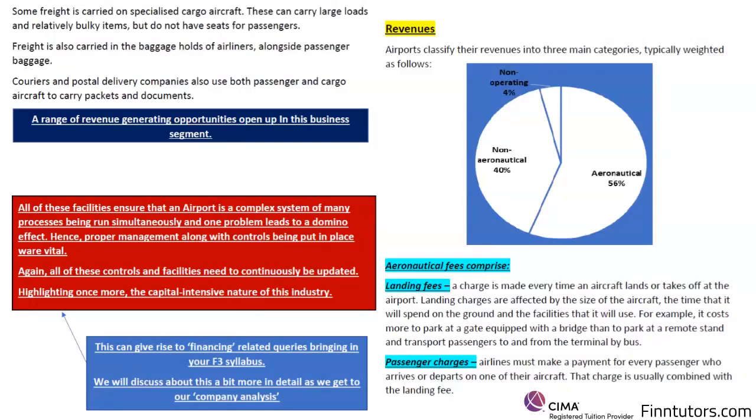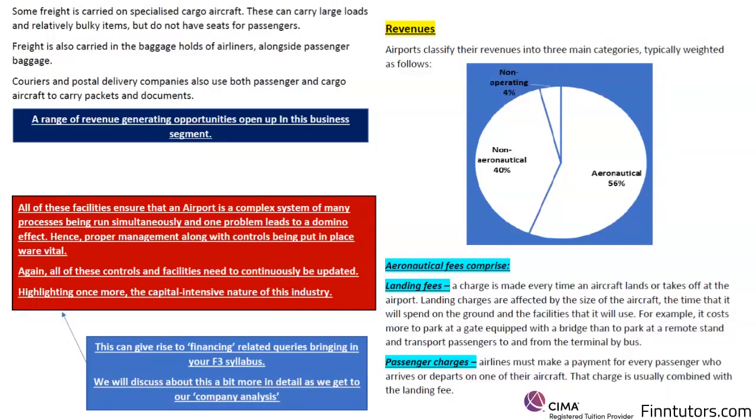Now, all of these facilities that we spoke about ensure that an airport is a complex system of many processes being run simultaneously, and one problem leads to a domino effect. Hence, proper management along with controls being put in place are vital. So, your entire syllabus of internal controls, internal audit from your P3 syllabus becomes very important here. All of these controls and facilities need to be continuously updated, highlighting once more the capital intensive nature of this particular industry. And because we are speaking about capital intensive, this can give rise to financing related queries, bringing in your F3 syllabus. We will discuss this a bit more as we get into the company analysis.